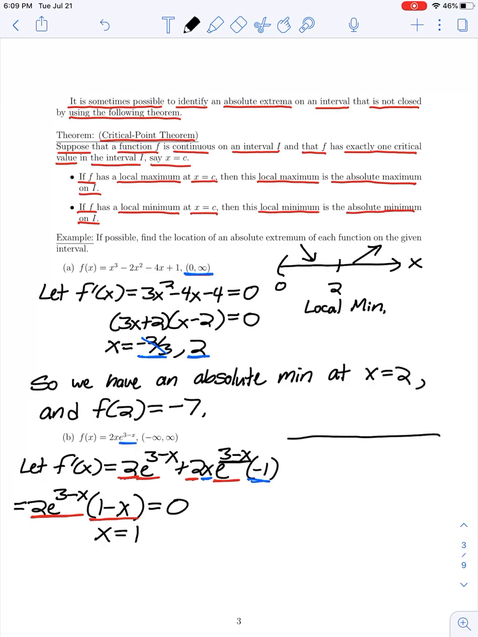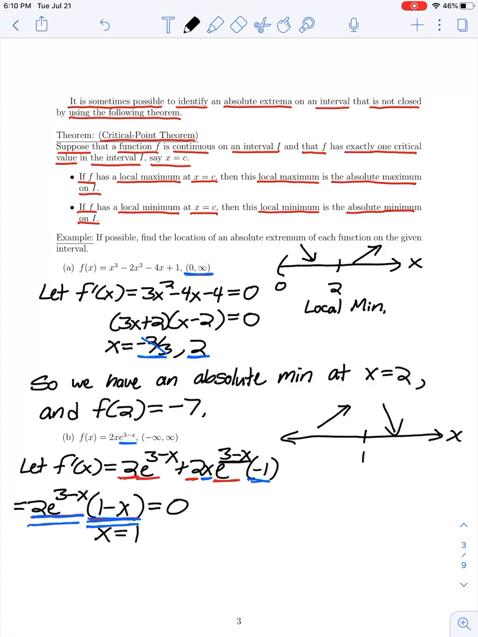Looking at the domain of our function, in this case negative infinity to infinity, we had a critical value at 1. To determine the sign of the first derivative, or whether our function is increasing or decreasing on each of these subintervals, we choose a test value of x. To the left of 1, we could choose x equals 0, and substituting into this simplified expression for our derivative, we already said this 2 times e to the 3 minus x is always positive, so we really only care about the sign of 1 minus x. If x is 0, we have a positive value, so our function would be increasing. Then choosing a value of x to the right of 1, say x equals 2, our derivative would be negative, so our function is decreasing.